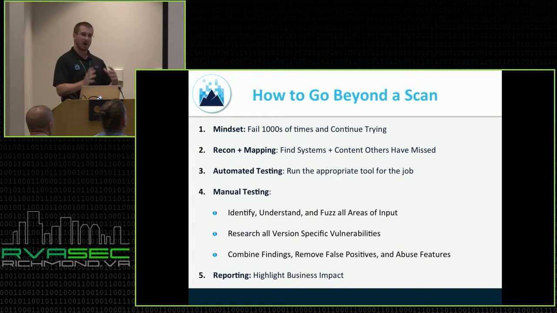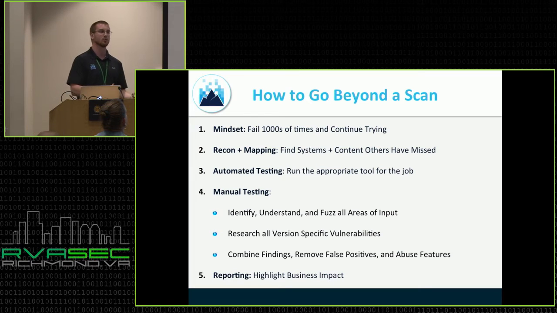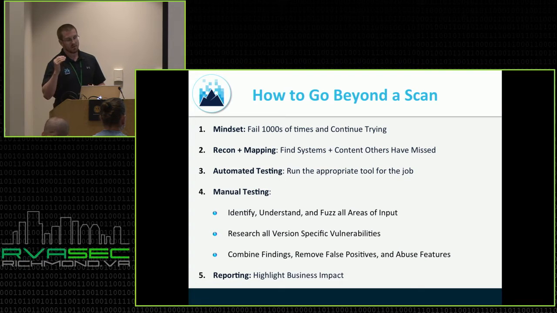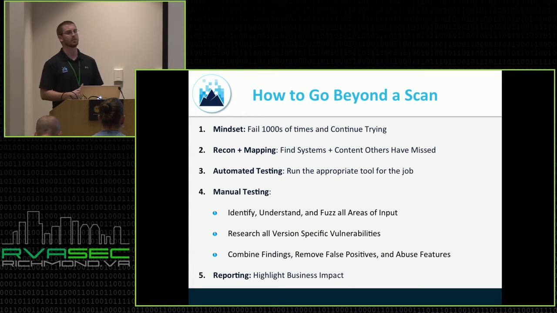Once you have that mindset and you've got everything going, you want to move into the recon and mapping phase with external assessments. You want to find systems. You want to find content that an automated tool may miss, because all you're doing is pointing at a URL. You also want to run the appropriate tool for the job, meaning you can run commercial tools, your Acunetix, your Burp Suite, your HP WebInspect. But sometimes if you enumerate a certain technology, you may want to run a more custom-oriented scanner or tool, like WPScan or JoomScan. It's open source, because that's the technology that's powering the site.